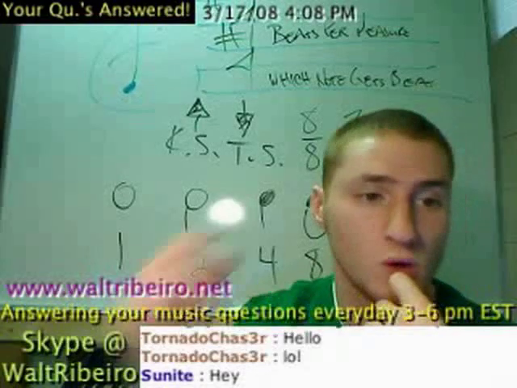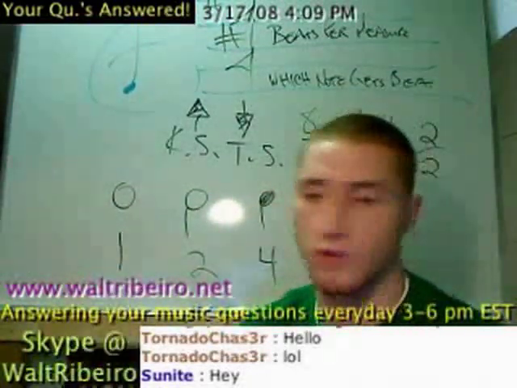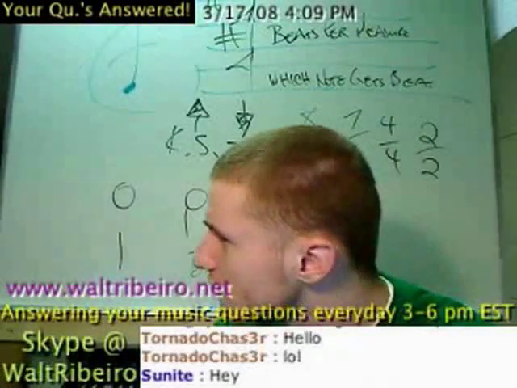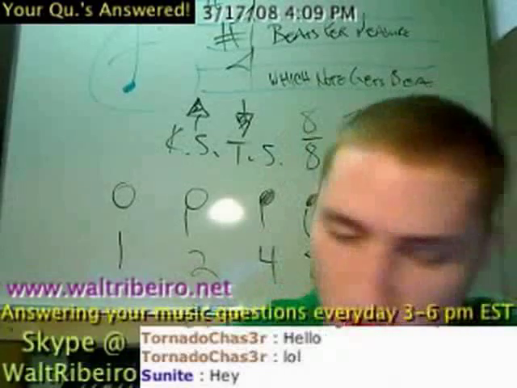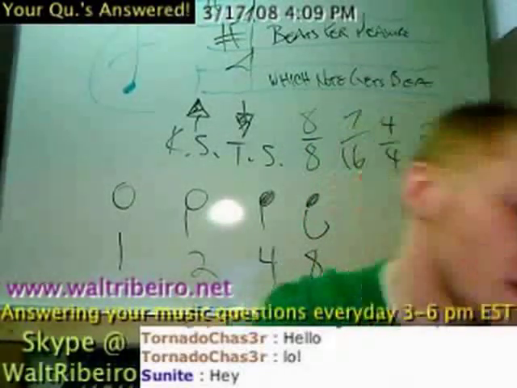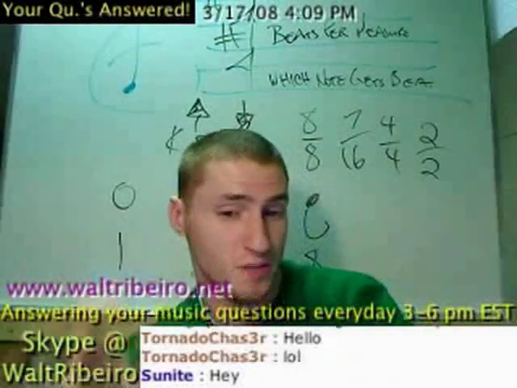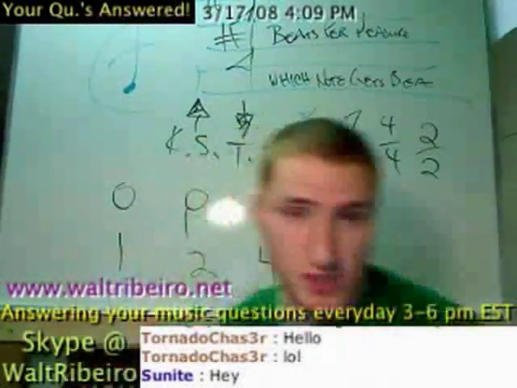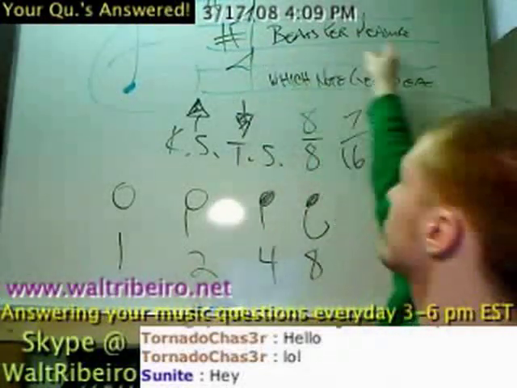Okay? So 1, 2, ready, go. 1, 2, 3, 4. 1, 2, 3, 4. 1, 2, 3, 4. That's what your drummer would be playing to. So just think that your metronome, your beat, is really just a pulse of the piece of music. Pulse, pulse, pulse.